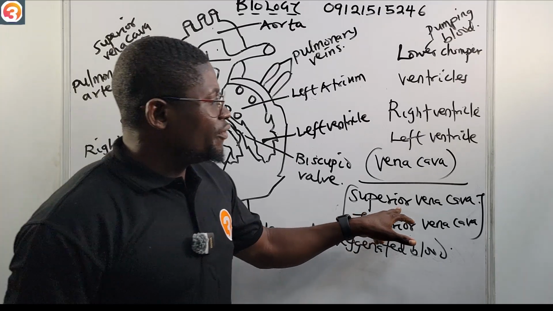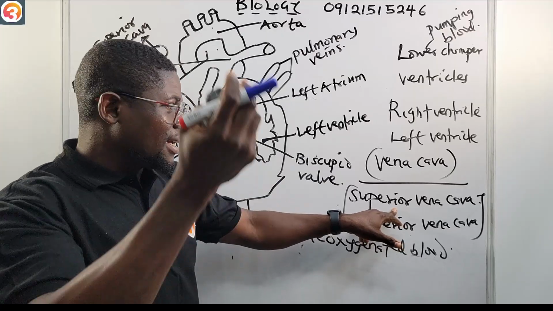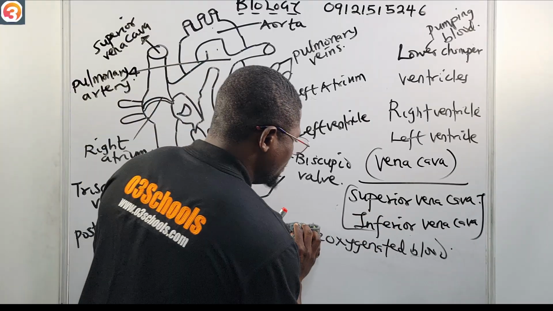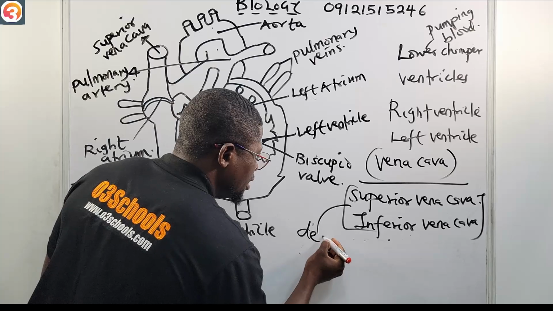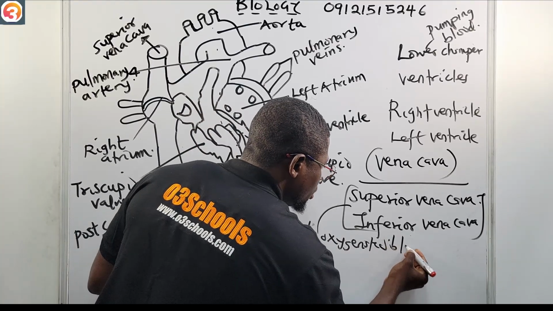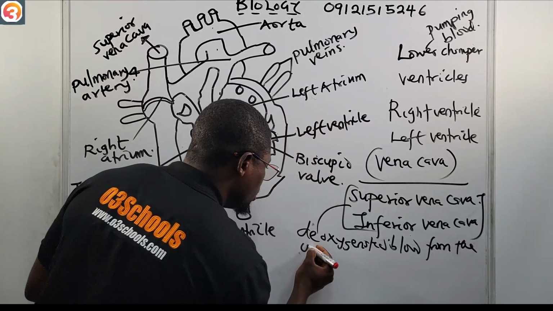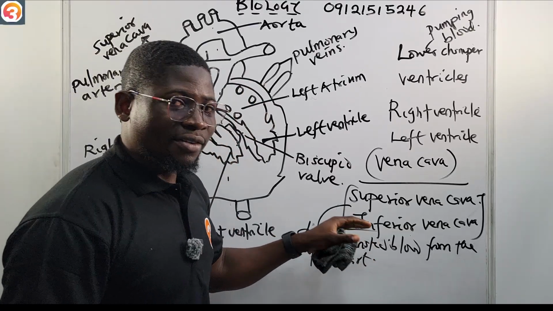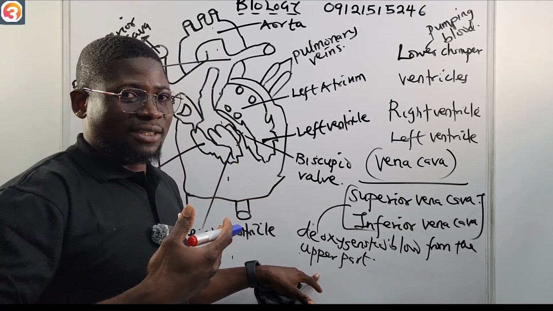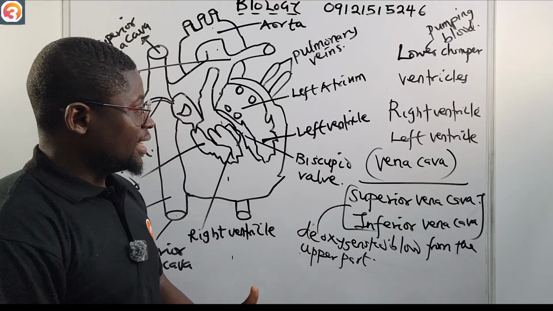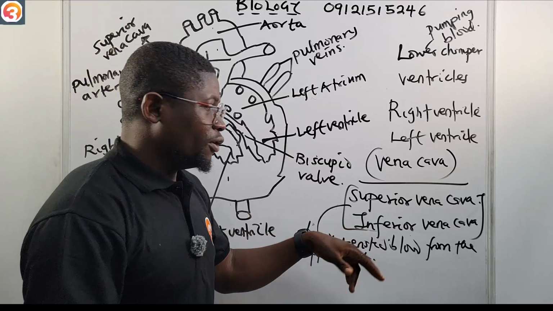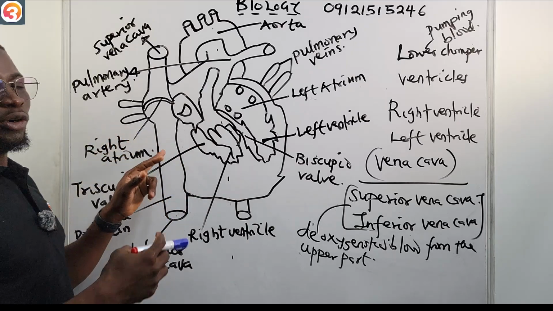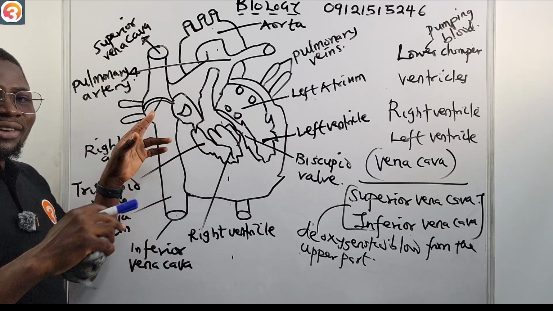Now, what does the superior vena cava do? The superior vena cava receives deoxygenated blood from the upper parts. Take note of that. The inferior vena cava receives deoxygenated blood from the lower part. The superior from the upper part, the inferior from the lower part, and then together this deoxygenated blood gets poured into the right atrium.